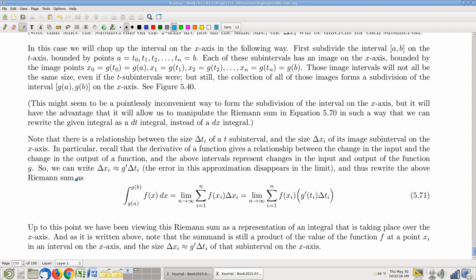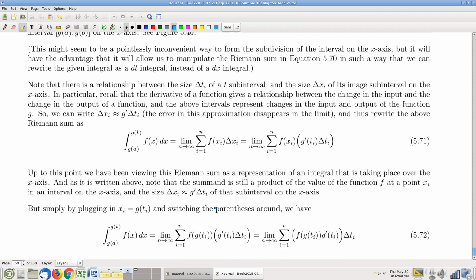Okay, so we're actually ready to do it now. Here we're going to make the switch. Here is our integral on the x-axis, just as a reminder. Our integral on the x-axis is from g of a to g of b. Definition of an integral, no big deal. Minor asterisk, these are non-equally spaced subintervals. Again, who cares? Doesn't matter. Well, we just agreed that delta x is g prime times delta t. Right? And from the original setup of the question, xi is g of ti.